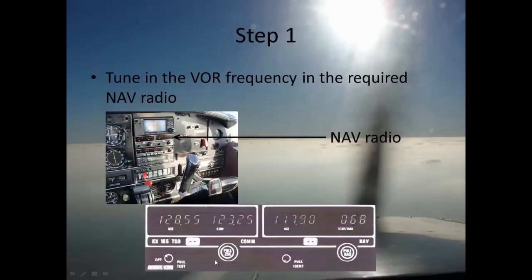This is a close-up of this section here. This is the comm radio on the left and the nav radio on the right. So you take your frequency and you tune it into your nav radio. I won't say nav 1 radio because different aircraft use different electronics, but find your active nav radio and tune it in your standby, and then hit the switch button to make it active.